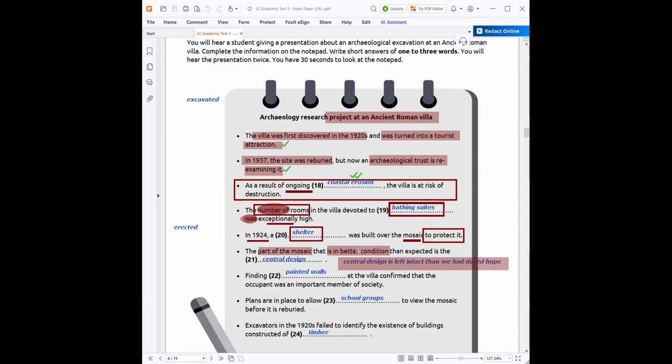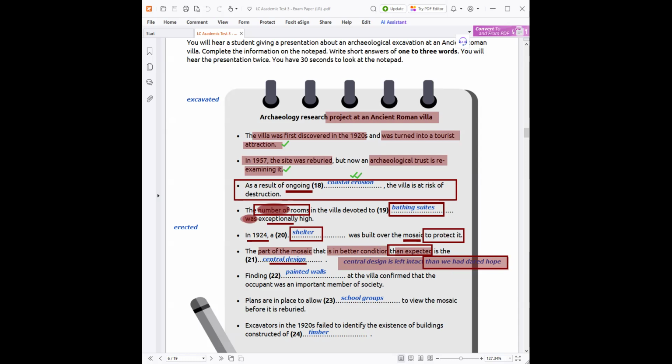So what part of the mosaic is in better condition than they expected? "Than expected" means "than we had dared hope." So what part? Central design. I'll repeat this. Listen to it, now it will make a lot of sense to you.